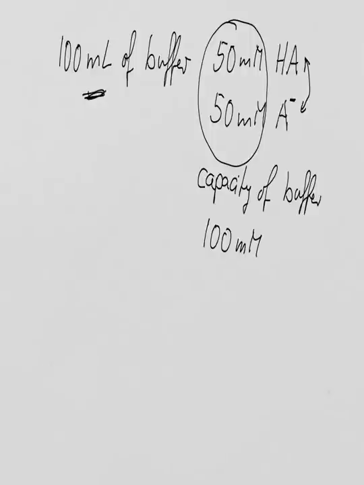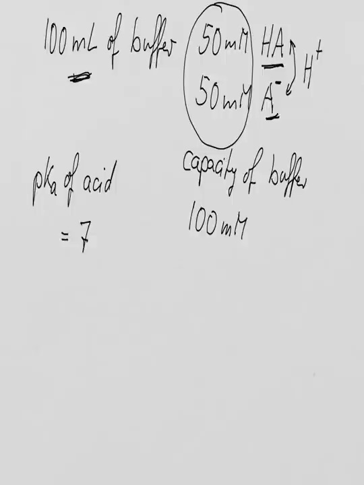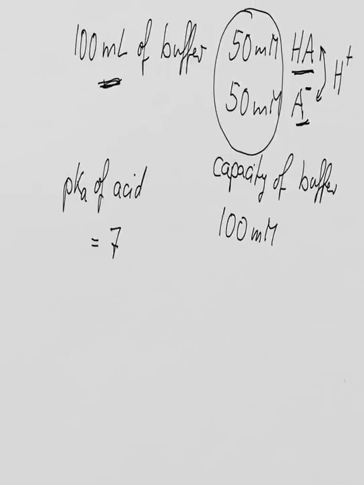Now, the pKa of the acid should be, in this case, 7. Somebody just asked me, how do you know that this is a conjugate base? Well, we said the difference between a conjugate base and its acid is just one proton. That is the difference between a conjugate acid and its base, basically. Does that make sense? Okay. So the pKa of this particular acid is 7. Is it a strong acid or a weak acid? What do you think?